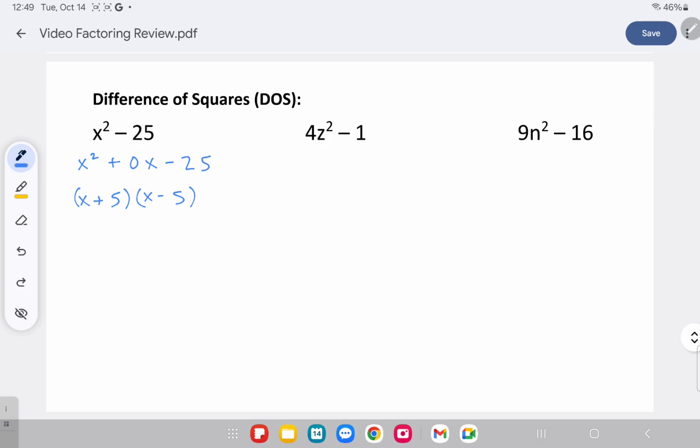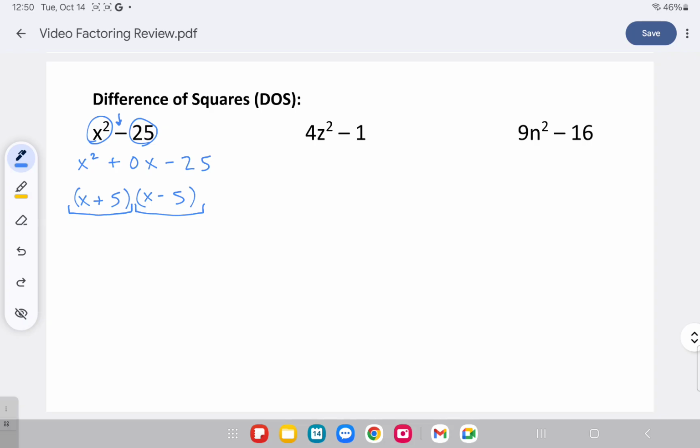This is called a difference of squares problem. And here's the shortcut. If you have two perfect squares like x squared, the square root of x squared is x, 25, square root of 25 is 5. Those are both perfect squares. And they're separated by a minus sign, so difference of squares. We can set up two parentheses that look exactly the same, but one set is a positive factor and one set makes a negative factor. And that's why the middle terms cancel each other out.